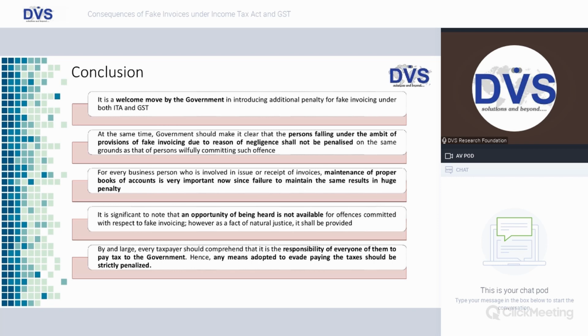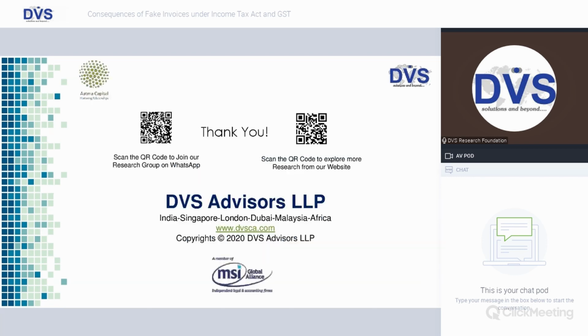Now the malpractices of issuing fake invoices or of buying and selling turnovers would stop. These provisions are there to remove these kinds of malpractices and ensure transparency in payment as well as collection of taxes. So these were some of the thoughts, friends, on the consequences of fake invoices under income tax as well as GST.